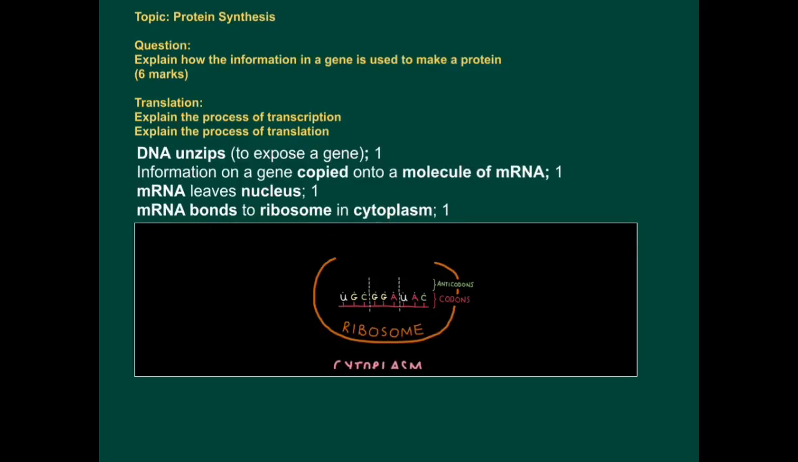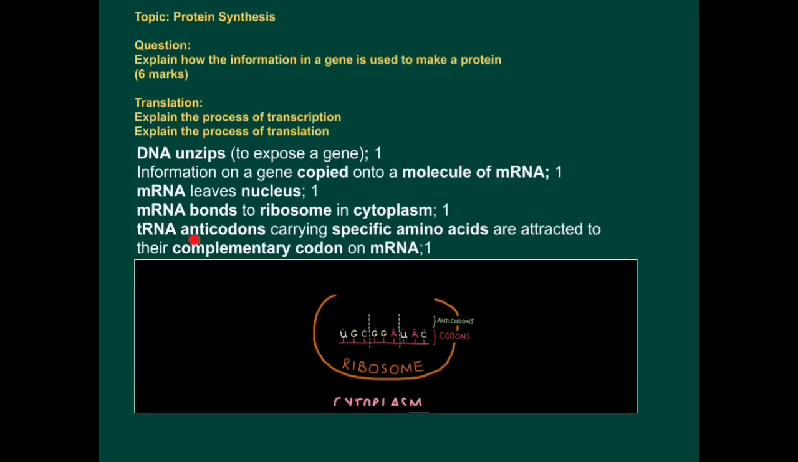1 mark. Now for the most complex sentence in this answer. tRNA anticodons carrying specific amino acids are attracted to their complementary codon on mRNA. So you can see here that I've divided the mRNA into 3 codons, 3 triplets, 1, 2, 3. Now if you look at tRNA, that kind of clover leaf shaped molecule, you can see that it also has 3 bases, a triplet, but we call this triplet the anticodon, and it's complementary to the codon.